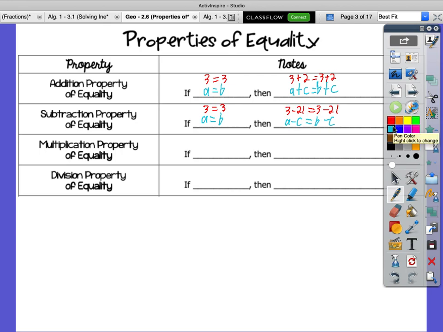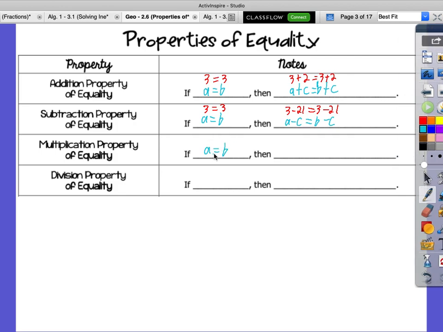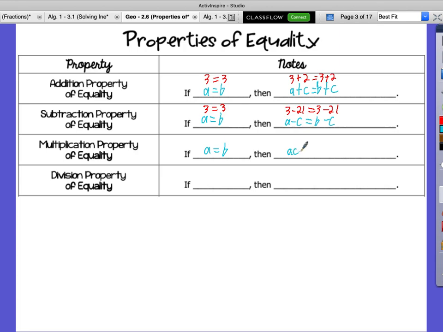Multiplication, same thing, but with what property? Multiplication, okay? I should have said what operation. So if we have a true equation, A equals B, then A times C will be equal to B times that same C.